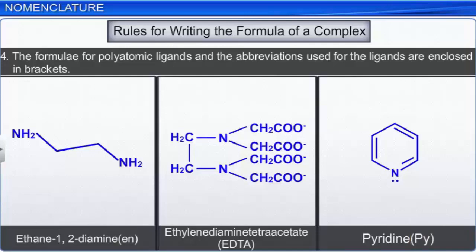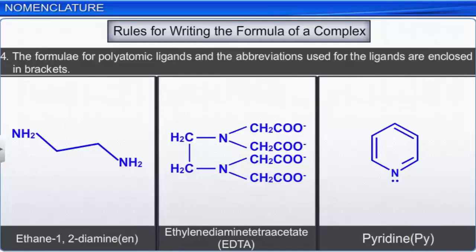What is EDTA? It is also a polydentate ligand. See, ethylene, CH2 double bond CH2, is ethylene, you know. Here, in ethylene, two amine groups, NH2 groups, are substituted, and instead of hydrogen, acetate groups are substituted. So, the name of this ligand is ethylenediaminetetraacetate. It is a polyatomic polydentate ligand, abbreviated as EDTA. Next one is pyridine. Pyridine is written as py.